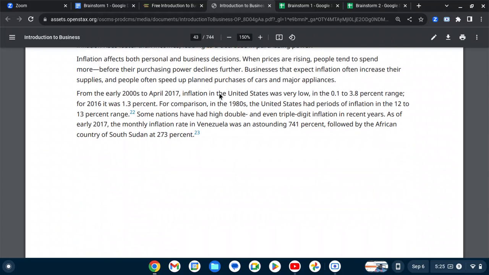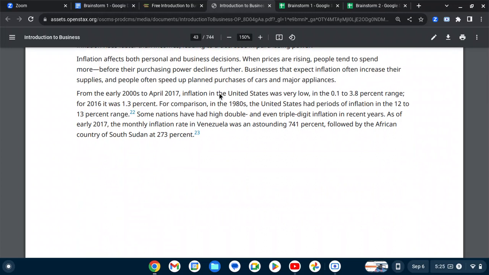Inflation affects both personal and business decisions. When prices are rising, people tend to spend more before their purchasing power declines further. Businesses that expect inflation often increase their supplies and often speed up planned purchases of cars and major appliances.